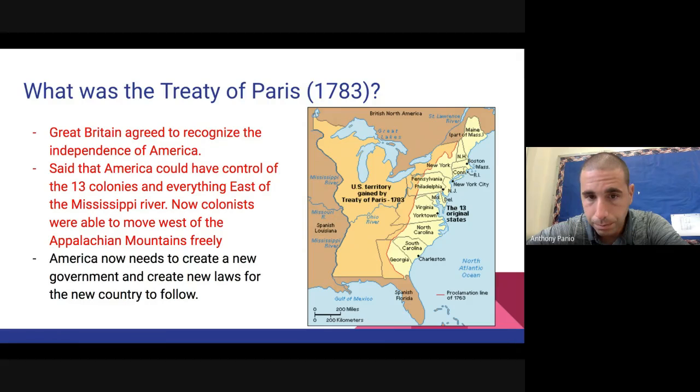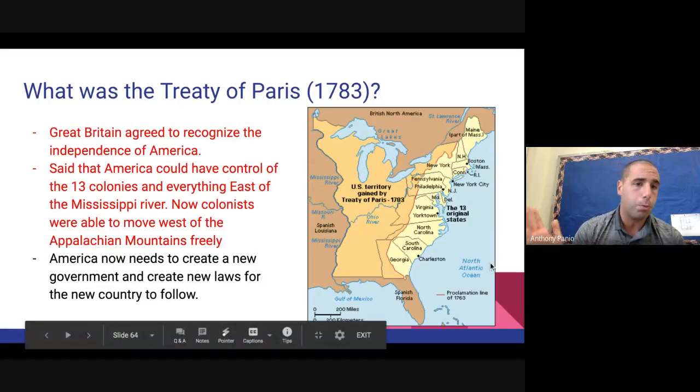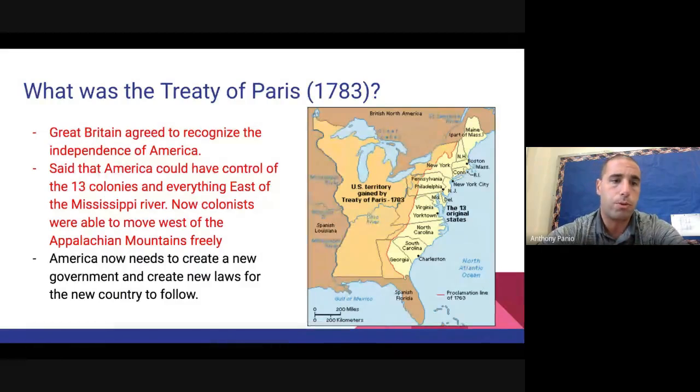So our particular situation here is our country is now doubled in size, which is great. Or maybe even more than doubled, maybe tripled in size when you really look at it and break it down. And now colonists were able to freely move west of the Appalachian Mountains. Prior to this, they couldn't. They had the Proclamation Line. They would have been thrown in jail. Now people can go explore, move west of the Appalachian Mountains, create new homes, and really explore the frontier.